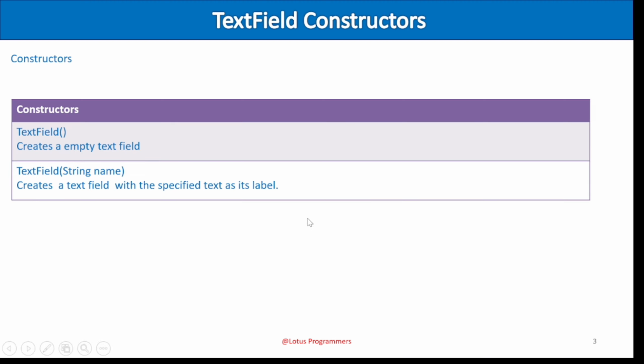Let us discuss two important constructors of text field. First, text field, which is created without any argument. That means when the text field is created on the JavaFX scene, no input message is displayed. Second, text field of string name, which means the text field is created with a default text.